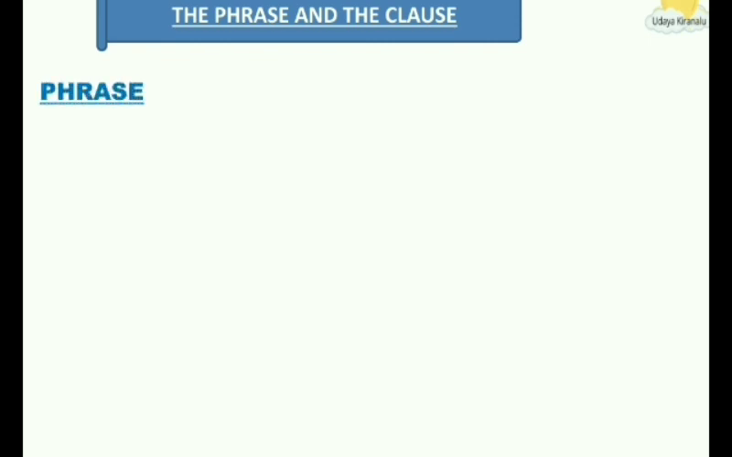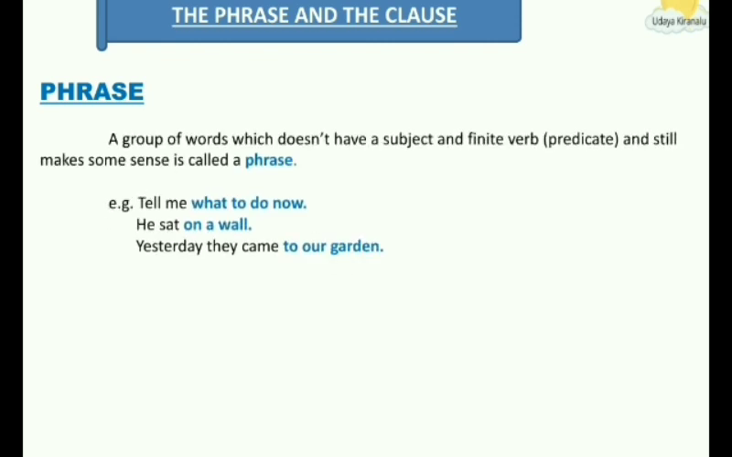Phrase. What is a phrase? A group of words which doesn't have a subject and finite verb and still makes some sense is called a phrase. Here are some examples. Tell me what to do now. In this sentence, what to do now is a phrase. It doesn't have a subject and a finite verb, still it makes some sense.